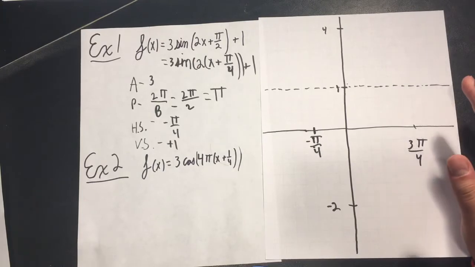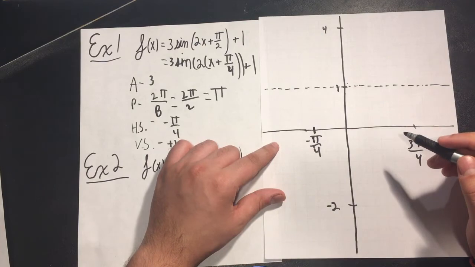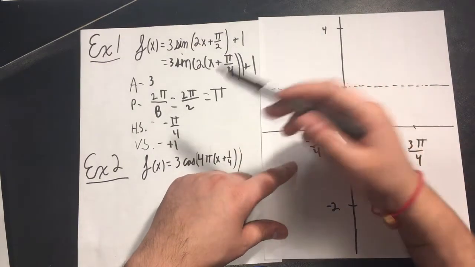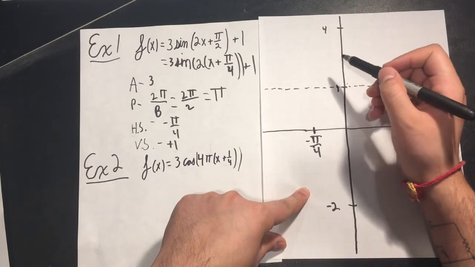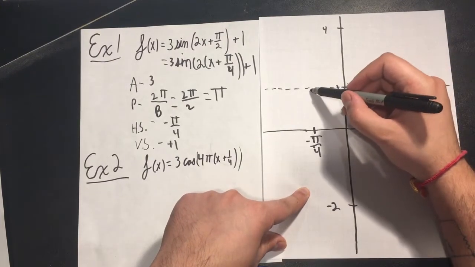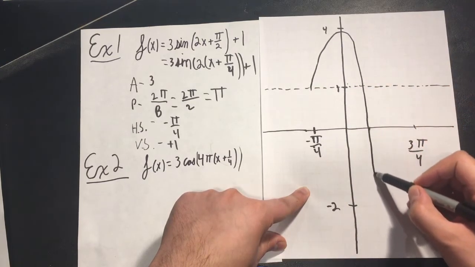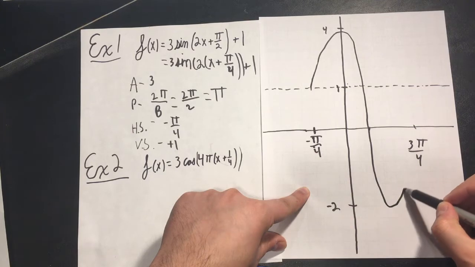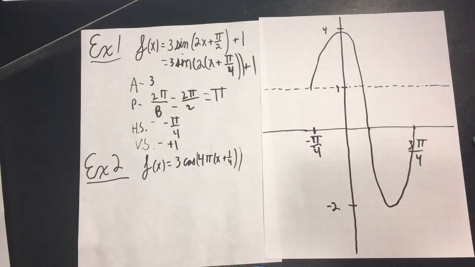Now you can actually draw out your full graph. We have a sine function, meaning we start at our midline and move up. So it's going to look something like that. Simple as that.